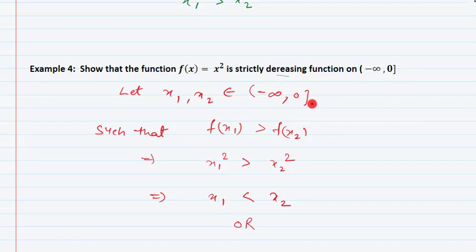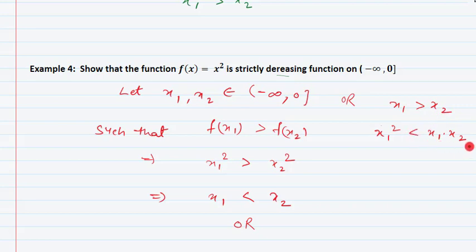You can understand this problem like this, by starting: let x1 and x2 be two numbers belonging to the interval minus infinity to 0, such that x1 greater than x2. This is the alternative method. So multiplying both sides by the negative number x1, x1 square will be less than x1 into x2. Why is this so? Because x1 is a negative number, and if we multiply both sides by any negative number, then the sign of inequality will change.